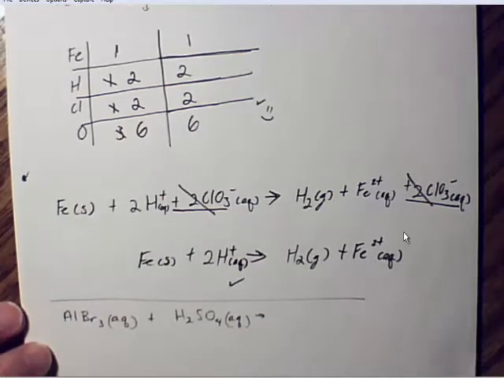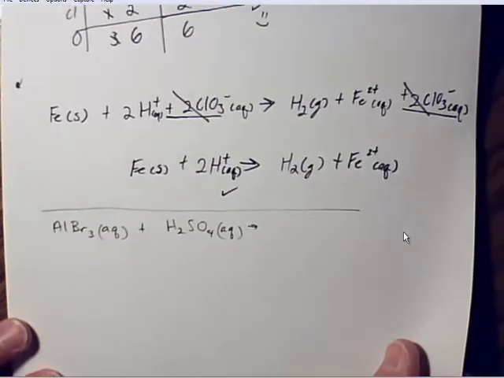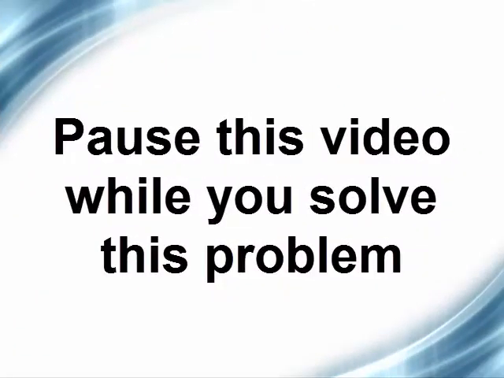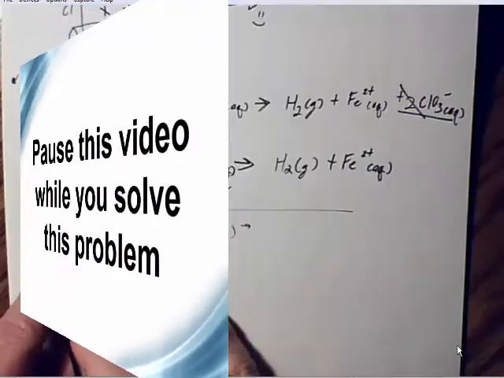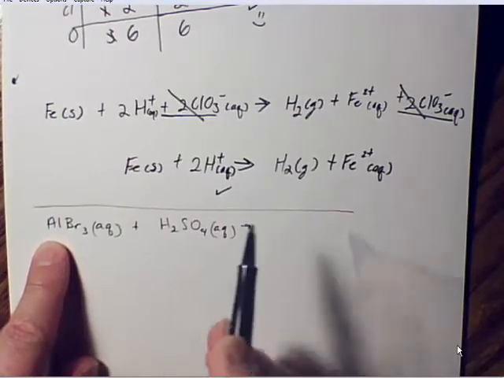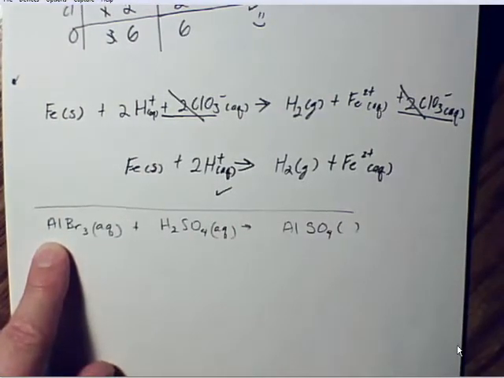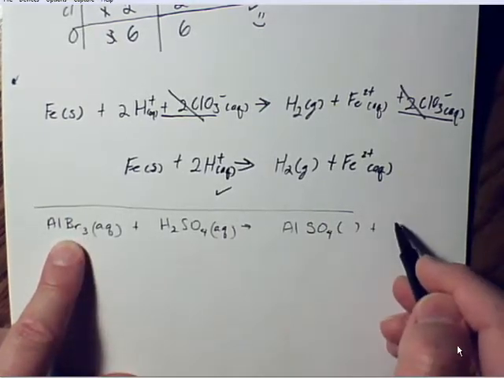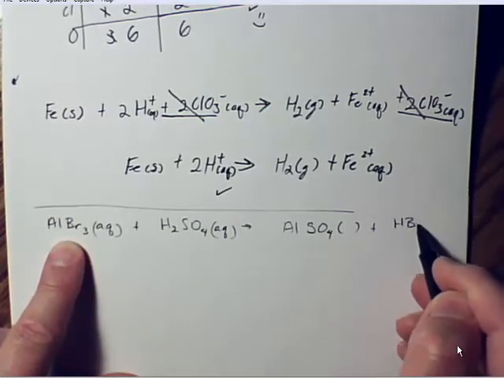Alright, same instructions here. Finish the equation. If a net and complete ionic equation are possible, you need to write those as well. Aluminum, if there's going to be a reaction, aluminum is going to go with sulfate, right? I'm not going to try to balance anything until I figure out if I have a driving force. Okay? Hydrogen is going to go with bromine. I'm not going to try to balance anything unless I have a driving force.